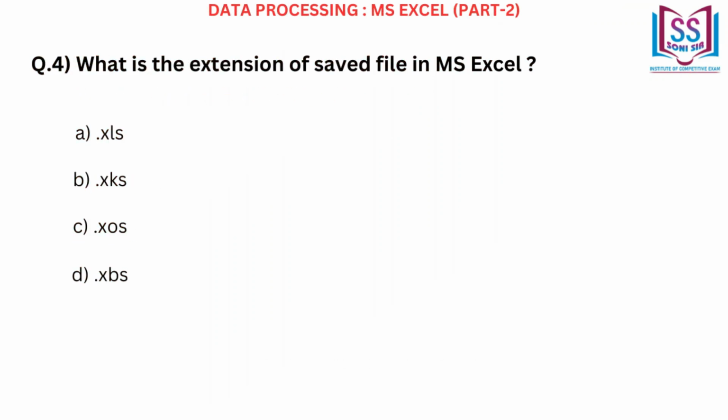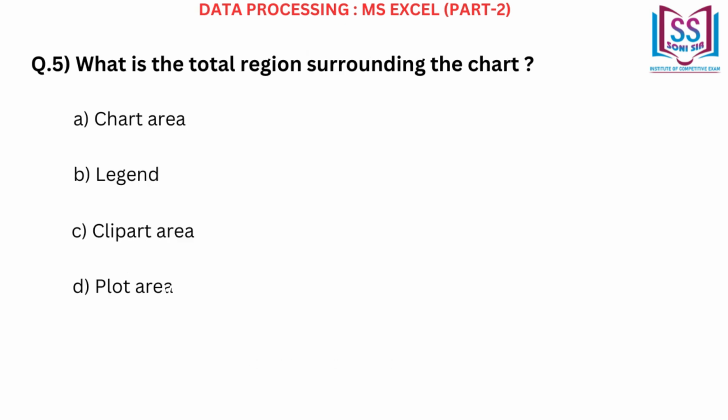What is the extension of a saved file in MS Excel? A. .xls, B. .xks, C. .xos, D. .xbs. Correct answer A. .xls.